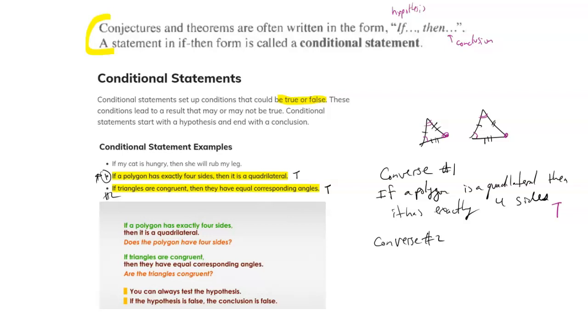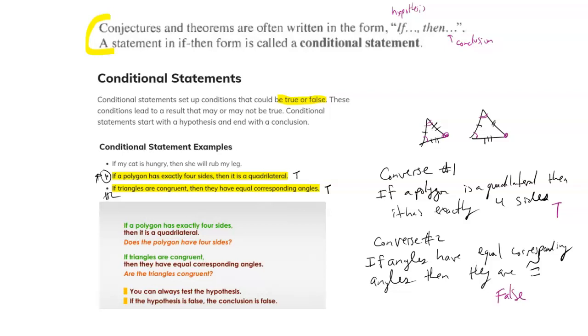So again, if triangles are congruent, then they have equal corresponding angles. Sorry. So we can say if angles have equal corresponding angles, then the conclusion is they are congruent. I'm going to abbreviate to congruent. Now, is that one true? And that answer is false.